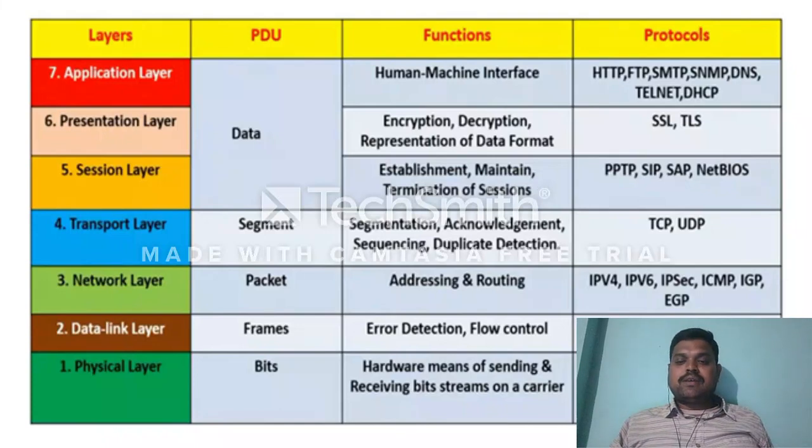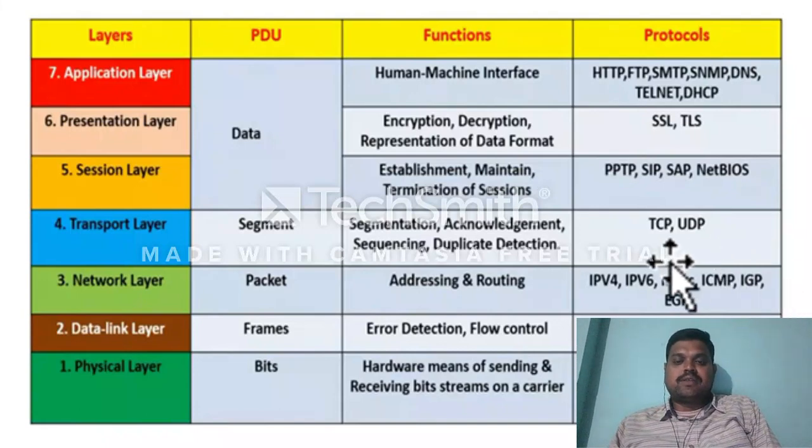Transport layer functionalities are segmentation, acknowledgement, sequencing, and duplicate detection. Example protocols are TCP and UDP. Sorry, TCP and UDP only are the examples for the transport layer, whereas ICMP, IGMP, EGP, and Border Gateway Protocol are examples for network layer protocols. The main functionality of the network layer is addressing and routing. The PDU in the network layer is called a packet.